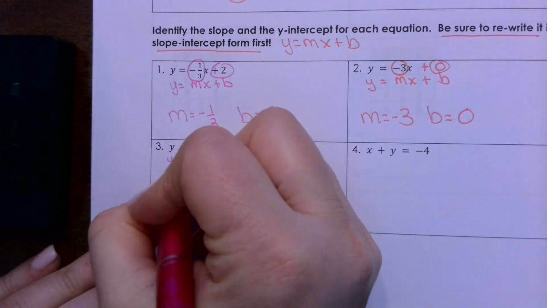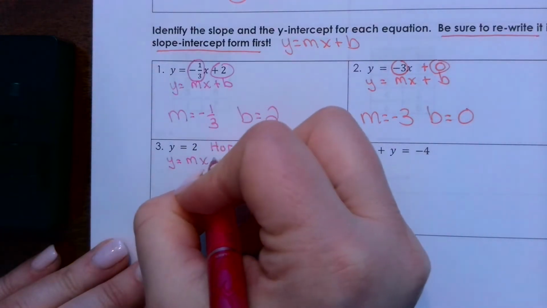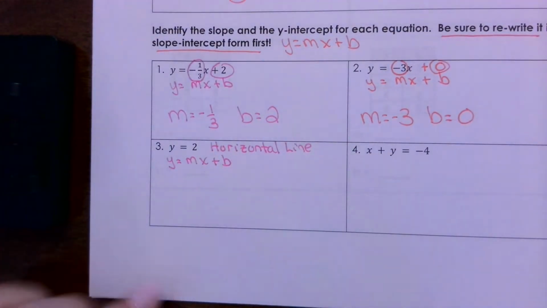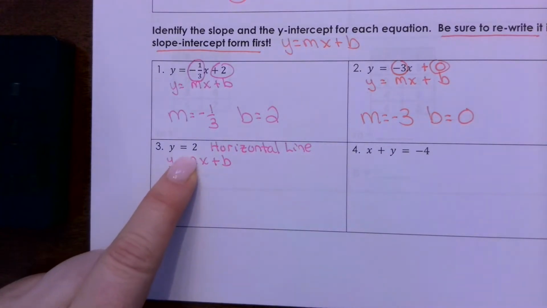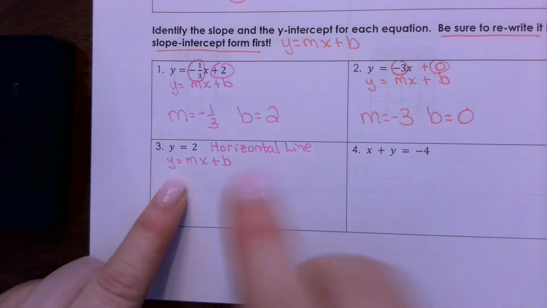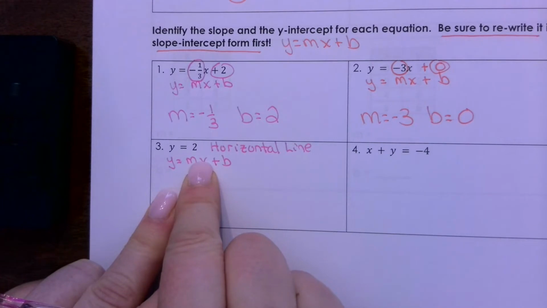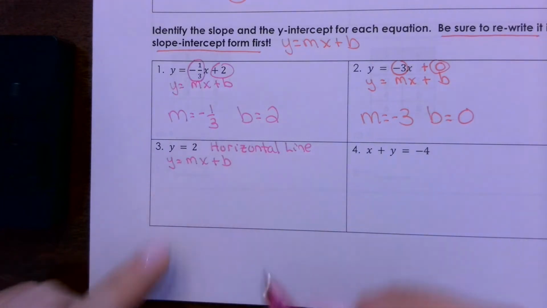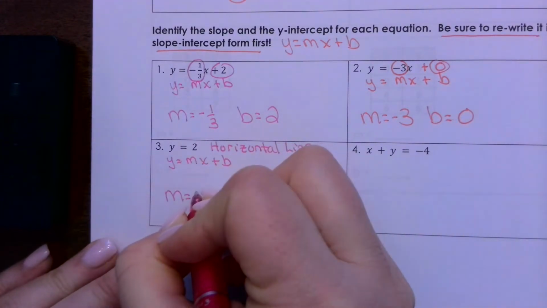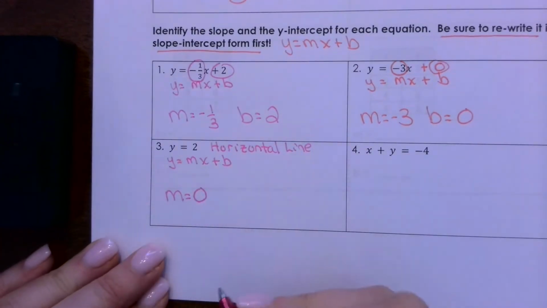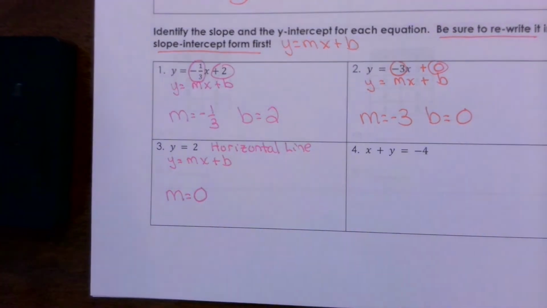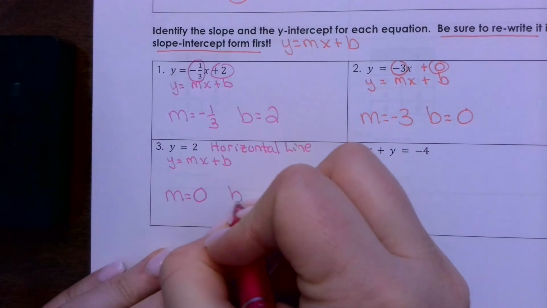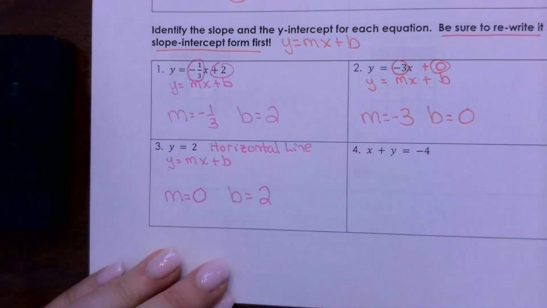Let's just think about y equals mx plus b. Well, there's no mx, is there? I don't have a number times another number. So m in horizontal lines is 0 because x values can be anything, because 0 times anything is 0. And b, this will cross the y-axis at 2.